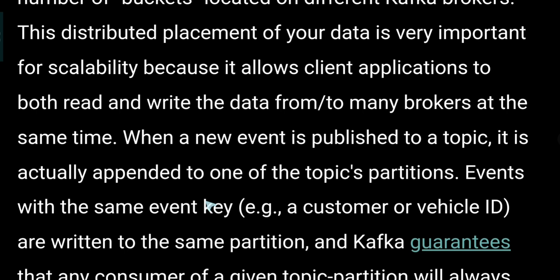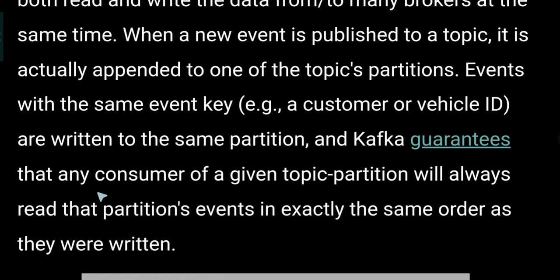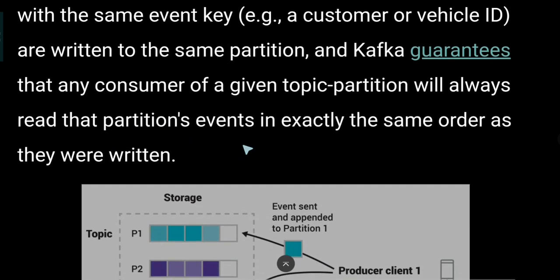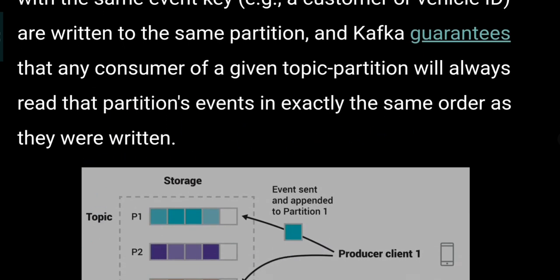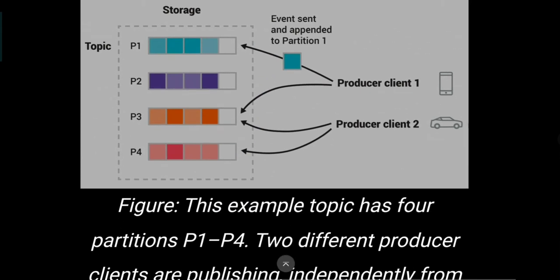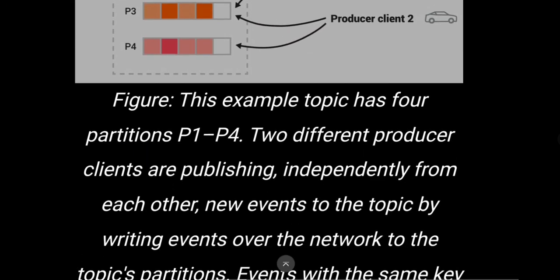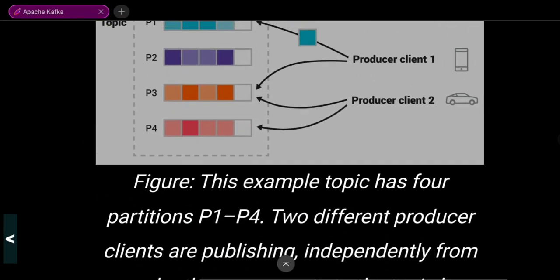Events with the same key, and we use the key to partition, for example a customer or vehicle ID, are written to the same partition, and Kafka guarantees that any consumer of a given topic partition will always read that partition's events in exactly the same order as they were written. So we have here a single topic, multiple partitions, and the producers, based on the key, are sending to specific partitions. In this figure, the example topic has 4 partitions, P1, P2, P3, P4, and 2 different producers.